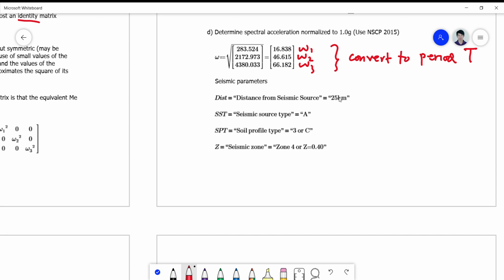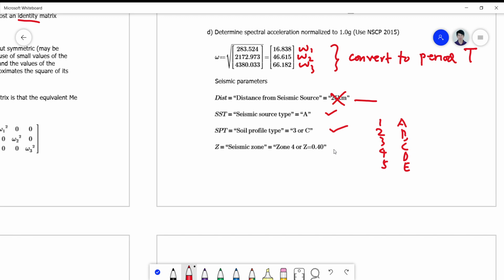I think this was changed, no? So we'll change this. So this is not 25. We'll check it later on the given. The seismic source type is A. The soil profile type is 3 or C. Okay. The 1, 2, 3, 4, 5 is the same as A, B, C, D, E. Okay. F is very poor soil, so we do not consider F.